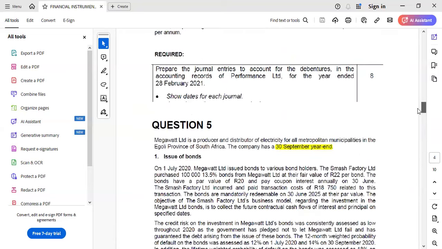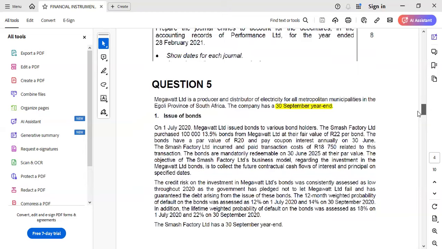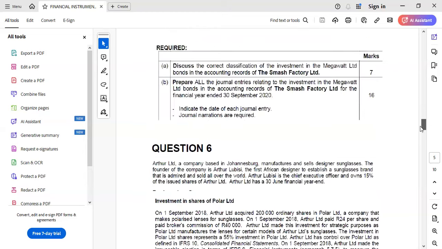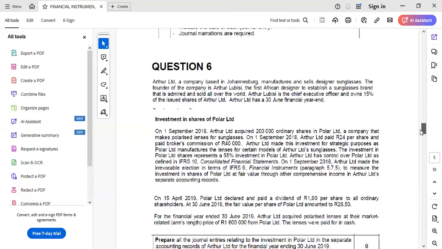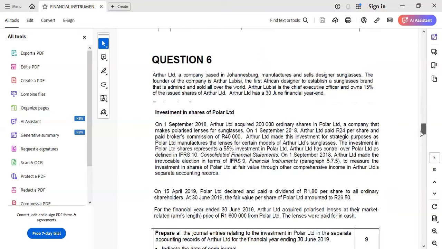At your own time, can you also do number 5? It's the same as what we've been doing all along.